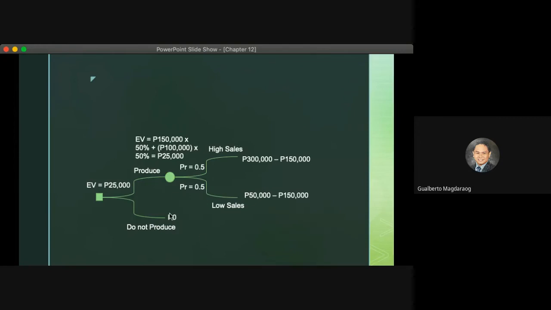So, comparing 0 and 25,000, of course, ang decision natin is to produce. So, we will choose not to produce. We will produce the gelatin ice cream.